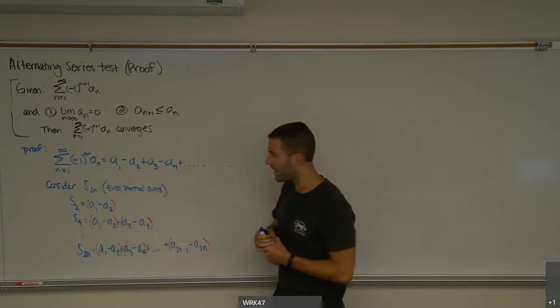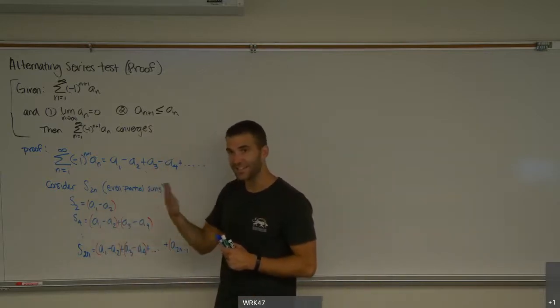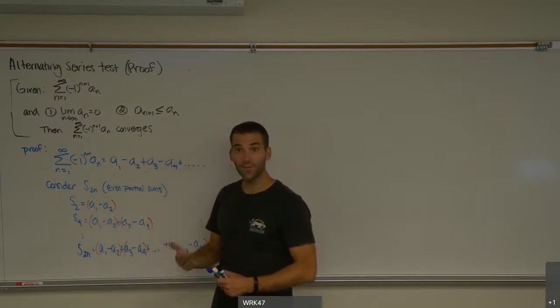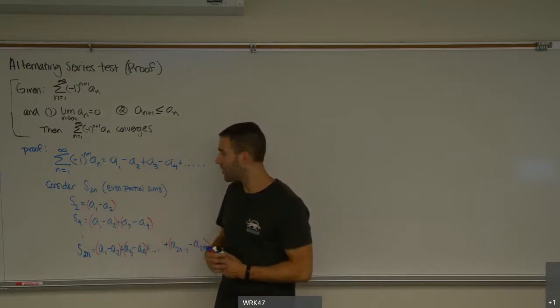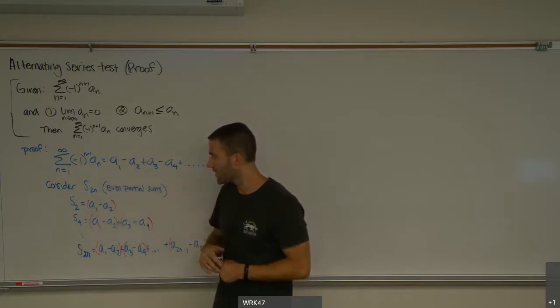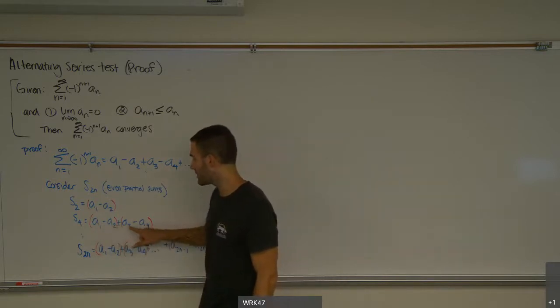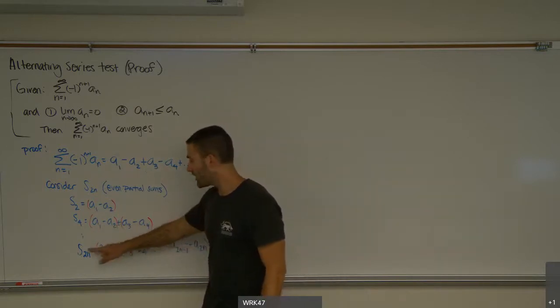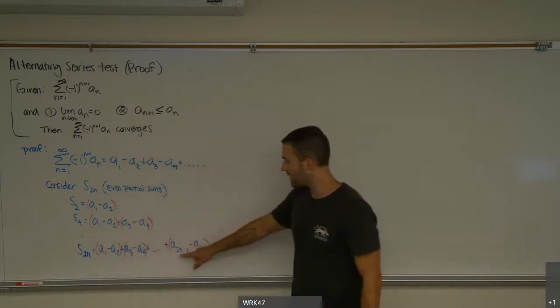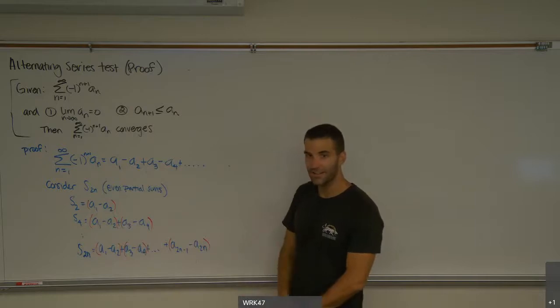What do I mean by that? Like S2, S4, S6, S8, S2n. Any multiple of 2. And so that way we have a nice pairing. The first, S2, is A1 minus A2, the sum of the first 2 terms. Then we go to the sum of the first 4 terms: A1 minus A2 plus A3 minus A4, out to S2n. So that's going to be out to A2n minus 1 minus A2n. That way I know where I end, at a plus and a minus.